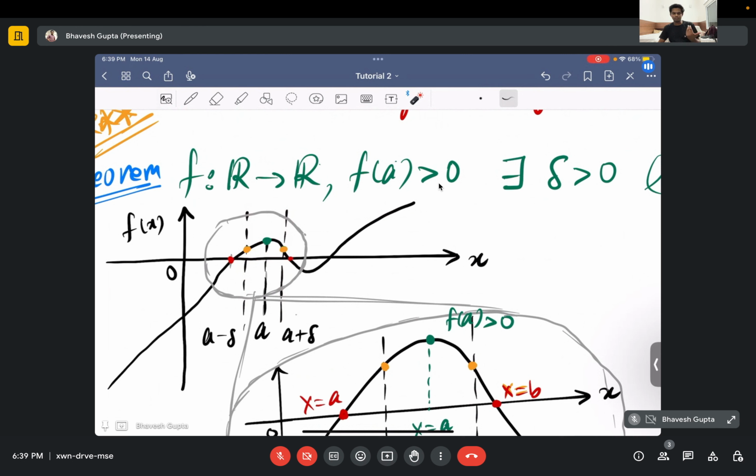Roots, what do we mean by root of an equation? Root of an equation is basically a special point at which the value of the function changes. For example, from positive to negative. In this case here it changes from negative to positive. And in this case it changes from positive to negative.